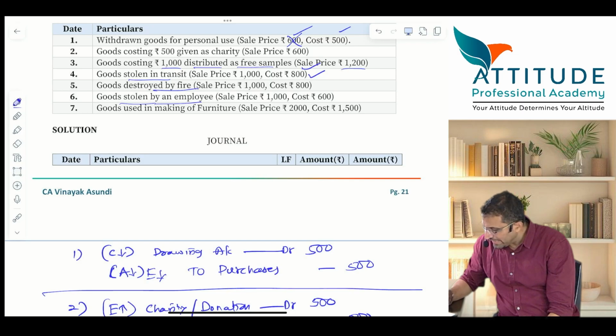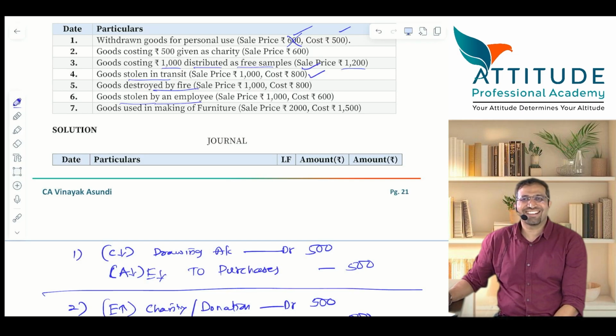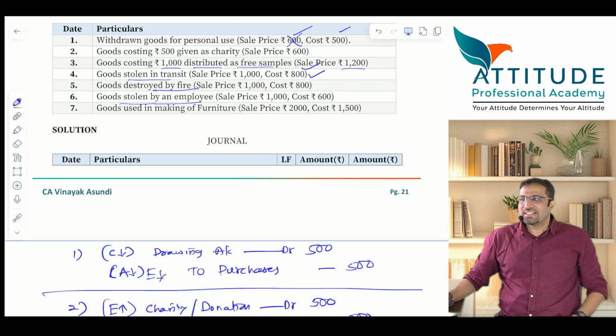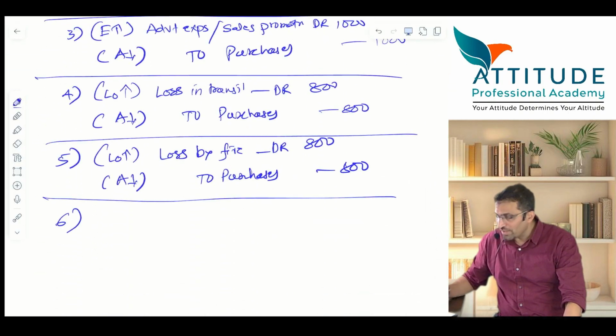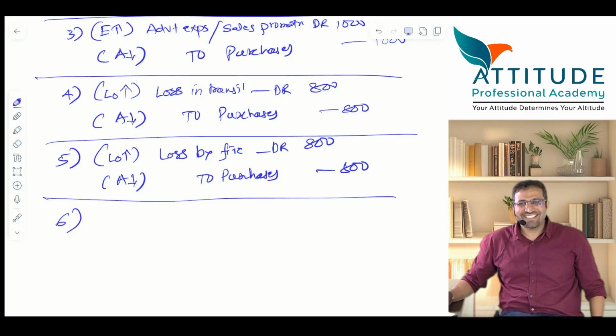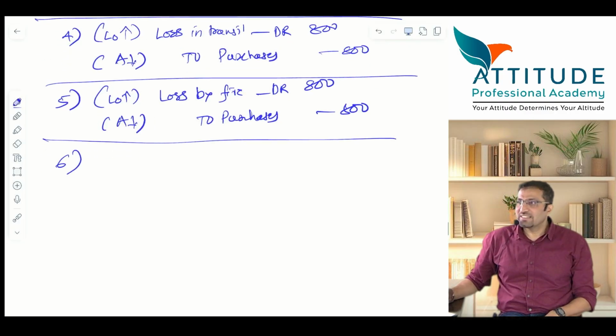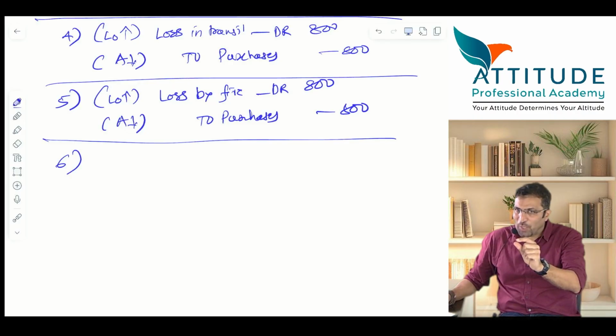Sixth. Goods stolen by employee. You have an employee who has stolen. Don't take names. We'll say Mr. X. Mr. X has stolen your goods. Correct? Now tell the entry. I'll deliberate on this point a bit. This needs a little more explanation, because we will twist it a bit.